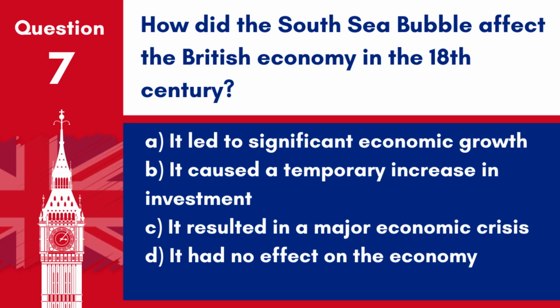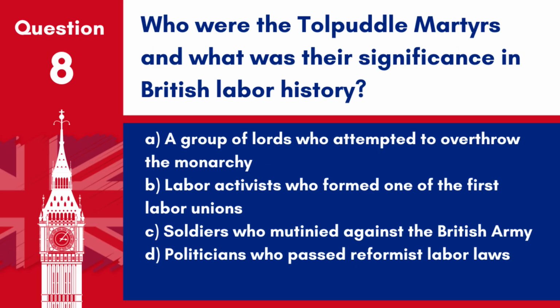Answer C. It resulted in a major economic crisis. The South Sea Bubble was a financial scheme that collapsed in 1720, ruining many investors and shaking economic confidence in Britain.